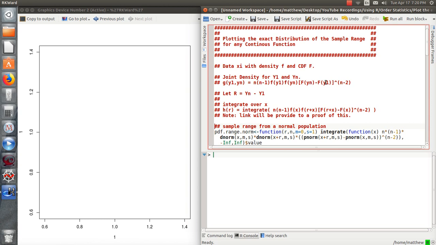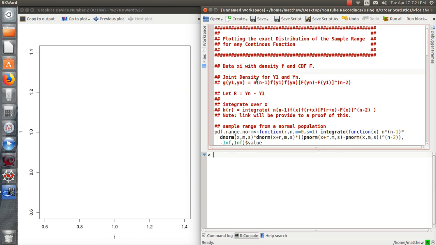R software, and I'm on a Linux Ubuntu based machine, and we're going to plot the exact distribution of the sample range for any continuous function. And I'm specifically going to limit my continuous functions to ones that have built-in functions in R. So we're going to generically let Xi be any density f with CDF, cumulative distribution function, capital F.